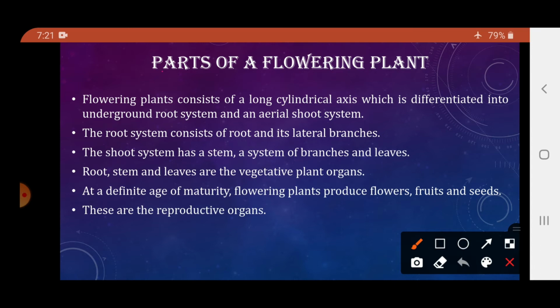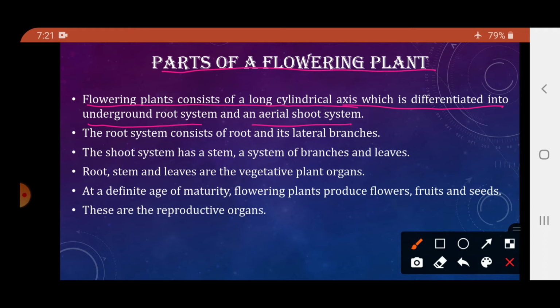So which are the parts of the flowering plants? Now a flowering plant consists of a long cylindrical axis which is differentiated into an underground root system and an aerial shoot system. So basically there is a long cylindrical axis divided into two regions: one is the underground root system and the other is the aerial shoot system.